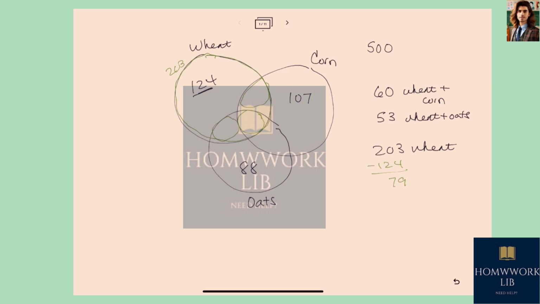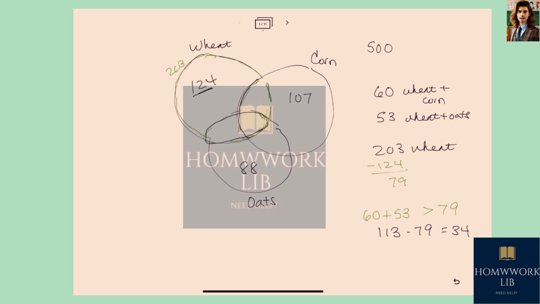Okay. Since I have 60 in wheat and corn, so this is wheat and corn, and 53 in wheat and oats. Okay, so I have a problem here because 60 plus 53 is greater than 79. So what's going on? What's going on is that some people are being counted more than once. So I'm going to add my 60 and 53. That gives me 113. And then I'm going to subtract the 79. So that gives me 34.